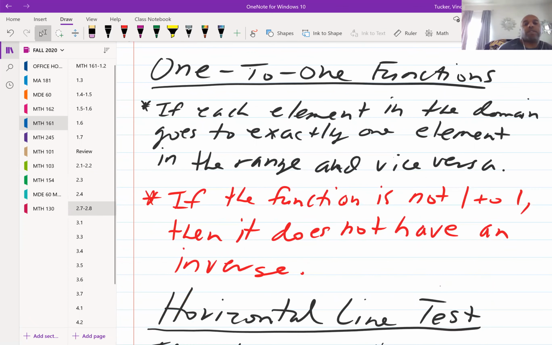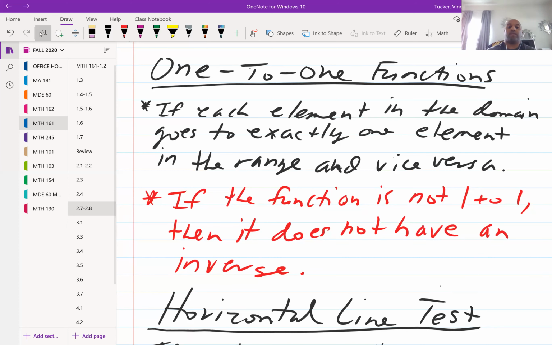All right, one-to-one functions. If each element in the domain goes to exactly one element in the range and vice versa. So remember a function, each element in the domain goes to exactly one element in the range. Now, one-to-one function means that each element in the range goes to exactly one element in the domain. So you can't have any repeated values anywhere. So remember before when we were just talking about regular functions, we had repeated values in a range. We will not have any repeated values in any case when you're talking about one-to-one functions.